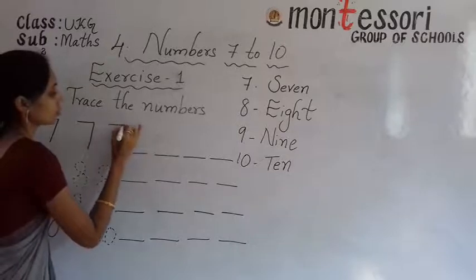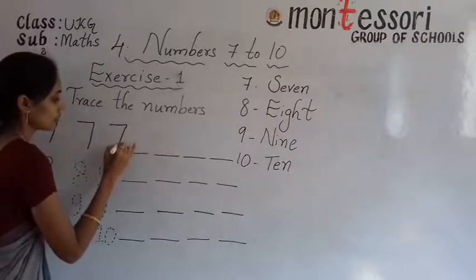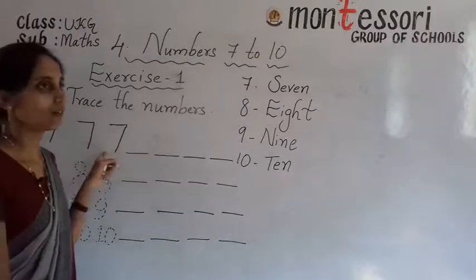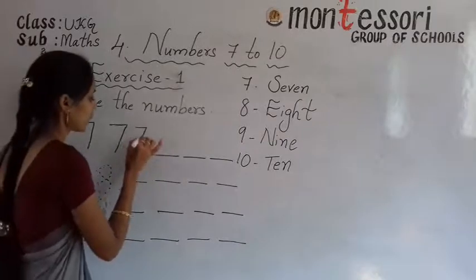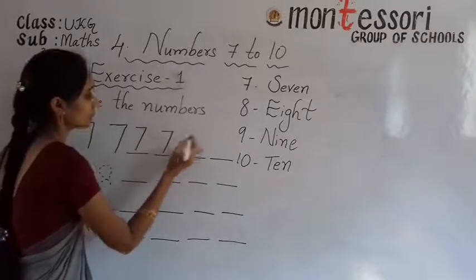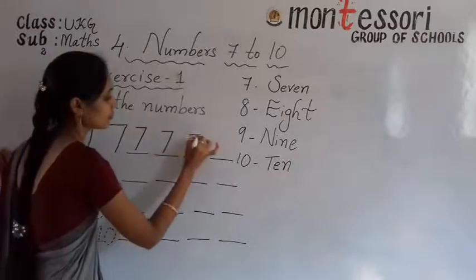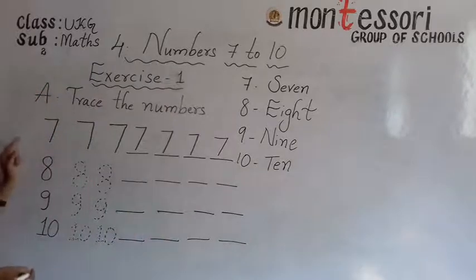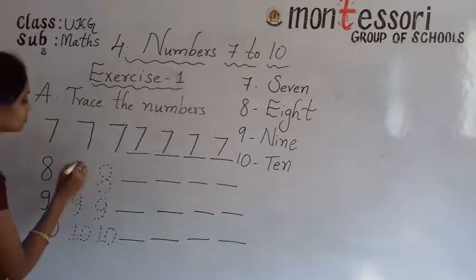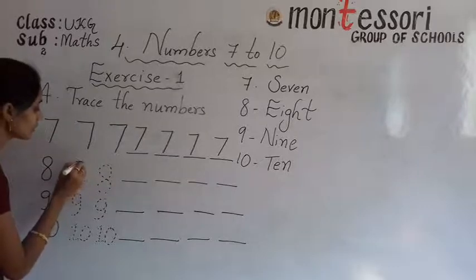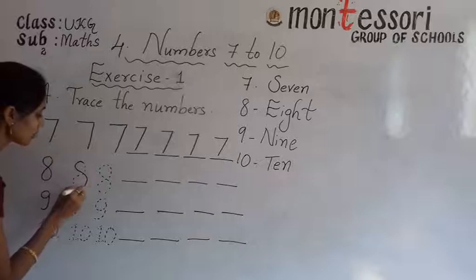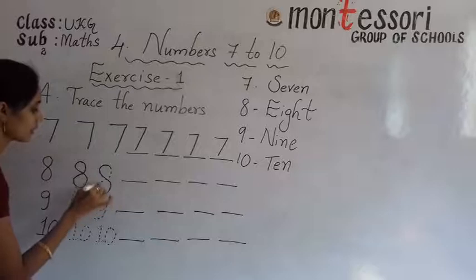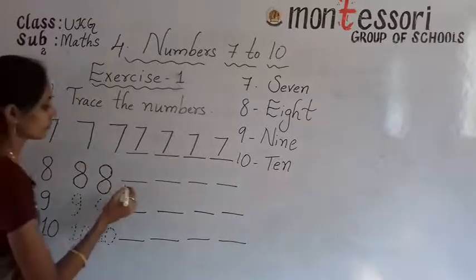7. You have to join the dots. After joining, what is that number? 7. Likewise, you have to read and write 7, 7, 7. Next one, 8. First join the dotted number, trace on that number. 8. Next, write on.